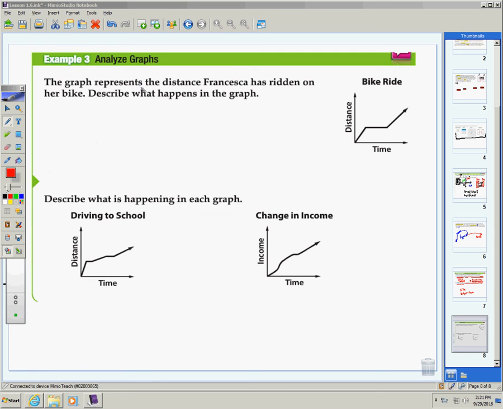For this last example, we're going to analyze a graph, and this graph represents the distance that Francesca has ridden on her bike. We want to describe what happens in the graph. Basically, when you're doing this, you need to identify what the variables are in the graph, and then try to come up with a story that could explain it.